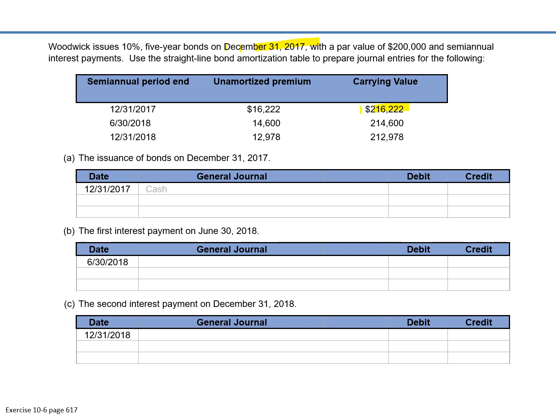So when we issue the bond, we're going to get $216,222 in cash. We have a $16,222 amortization of our premium to start. So premium is recorded as an adjunct liability, so it works the same way as liability accounts and thereby increased with credits. We have our bonds payable for $200,000.